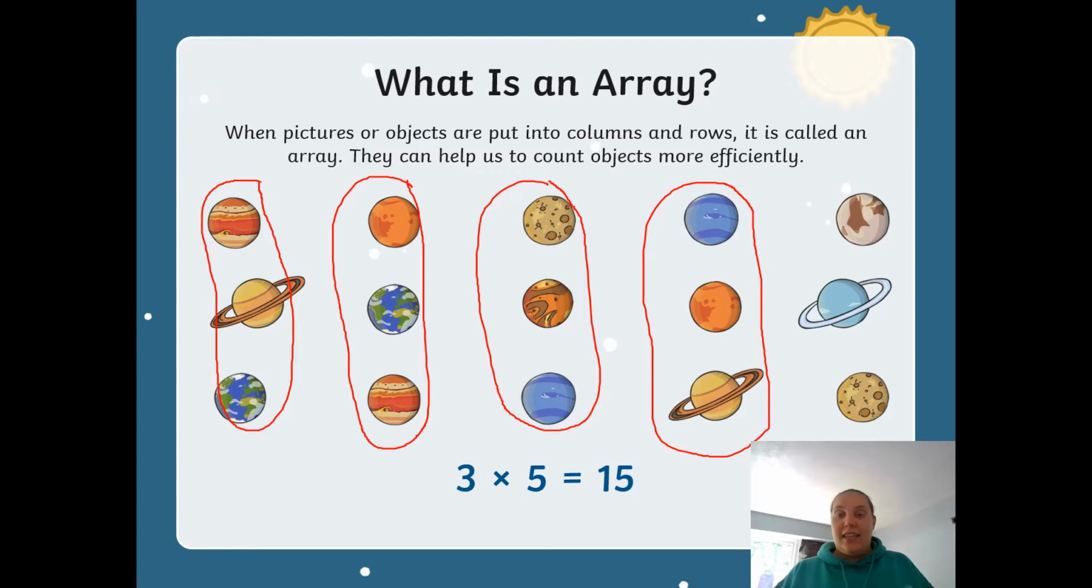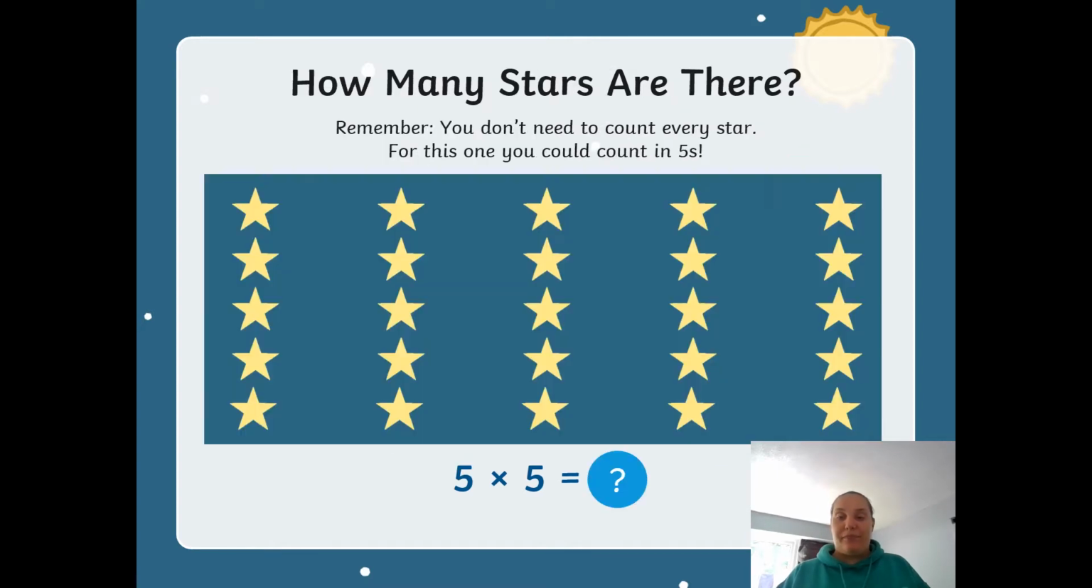Now, although our calculation tells us the answer, we can have a look at this as well. So we've got groups of 3. There are 3 planets in each group, and we have 1, 2, 3, 4, 5 groups of 3. So we're going to count in threes and work out the answer. Are we ready? 3, 6, 9, 12, 15. And that's the answer. And if we counted those planets individually, there would be 15 planets on our array.